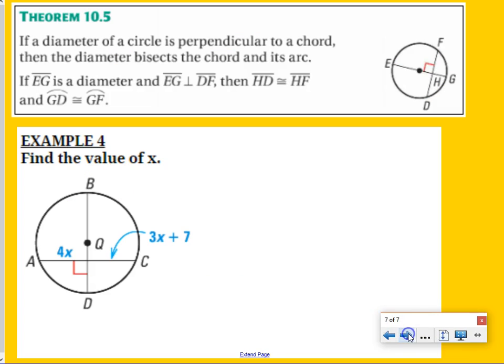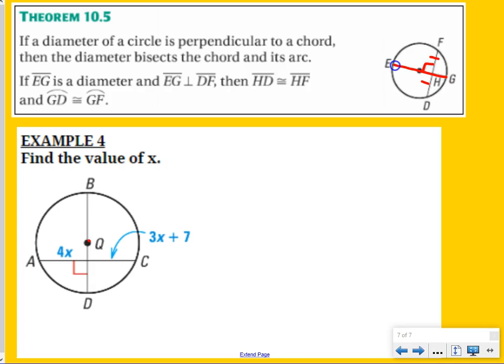All right, last example for you guys. Theorem 10.5. If a diameter of a circle is perpendicular to a chord, then the diameter bisects the chord and its arc. So it's backwards. If we know we have a diameter and we know it's perpendicular to that chord, then we can say it cuts that in half. So in example 4, find the value of x.